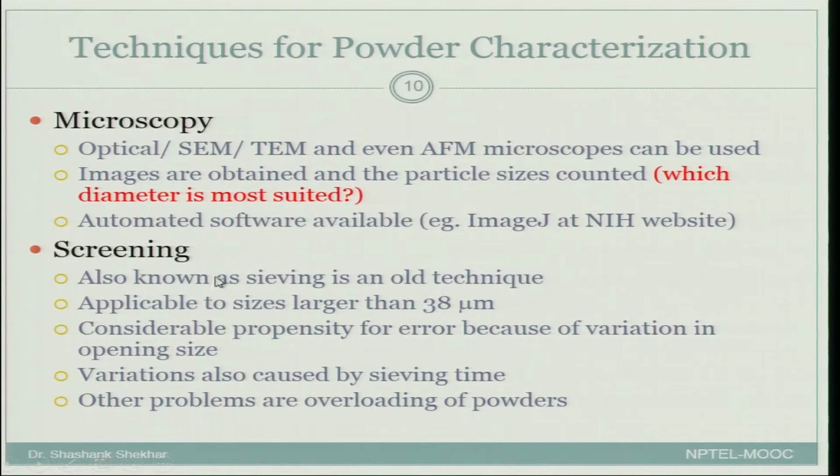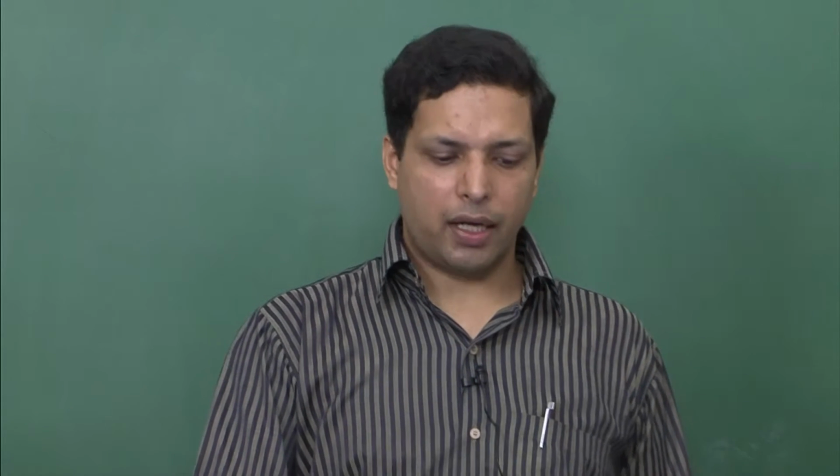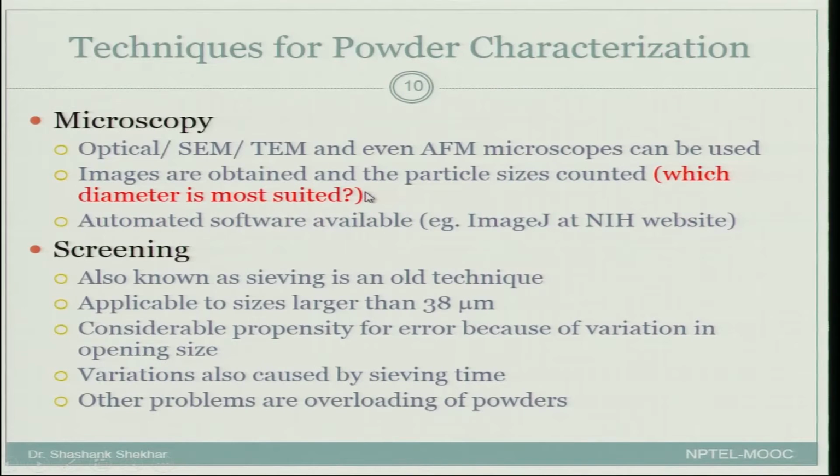So, what do we do in microscopy? We use optical, SEM, TEM or even AFM micrographs, and we then look at the picture and try to obtain the projected area, and from there you will determine the equivalent diameter. You remember, when we have a projected area, we were able to obtain the equivalent diameter. So, you can understand the projected area diameter will be the most suitable value when we are looking at images. And in fact, nowadays you even have automated software available to recognize particles and then calculate the area, and it will automatically give you an equivalent diameter.